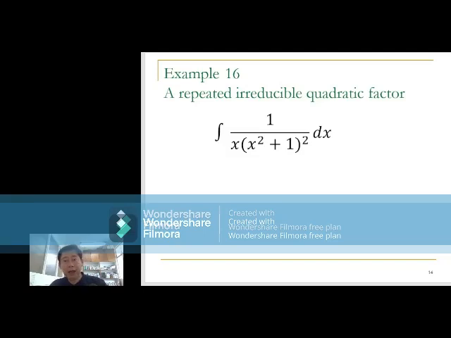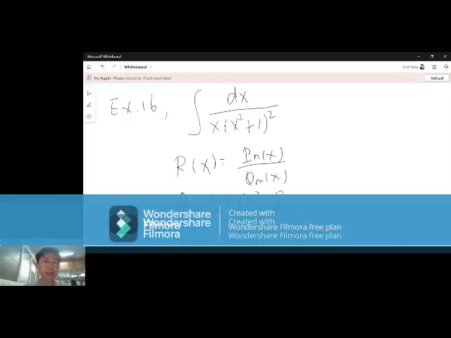We are going to discuss how to perform integration where the integrand is made up of a fractional function with a denominator such that it contains a repeated irreducible quadratic factor. This is an example of the integration of a fractional function where the denominator is made up of the product of three terms. The first term is a linear factor, whereas the second and third terms are made up of a repeated irreducible quadratic factor, x squared plus 1.